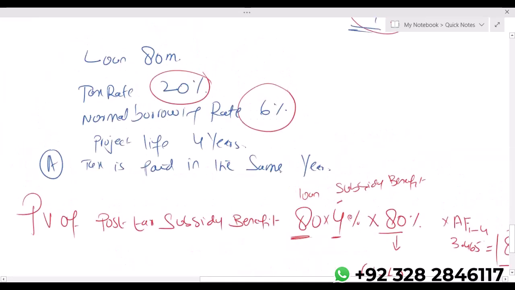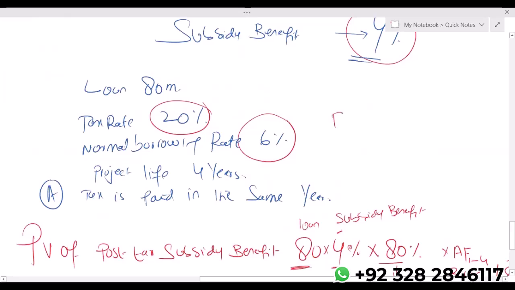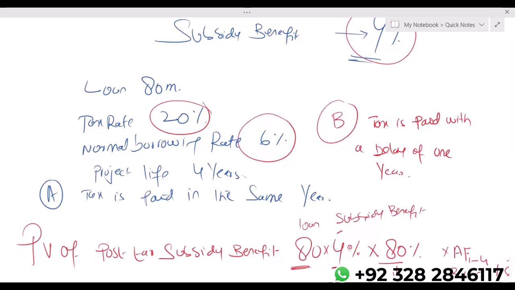Tax is paid in the same year. Everything is same. Part B. Just one change. Tax is paid with a delay of 1 year. You are required to calculate present value of post-tax subsidy benefit. Everything is same. There is only one change. The change is now we are not paying tax in the same year. We are paying tax with a delay of 1 year.